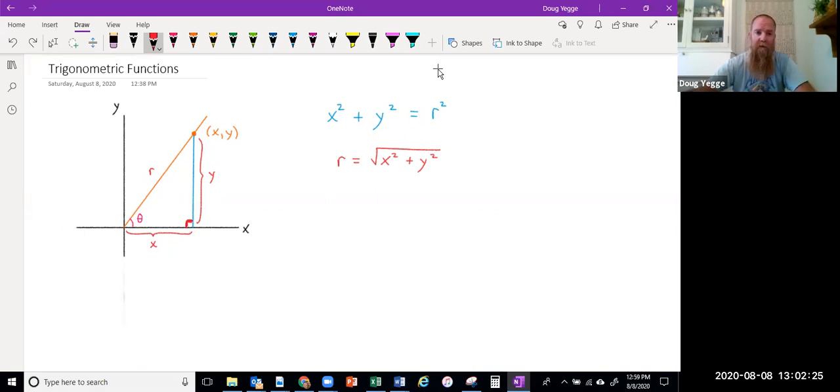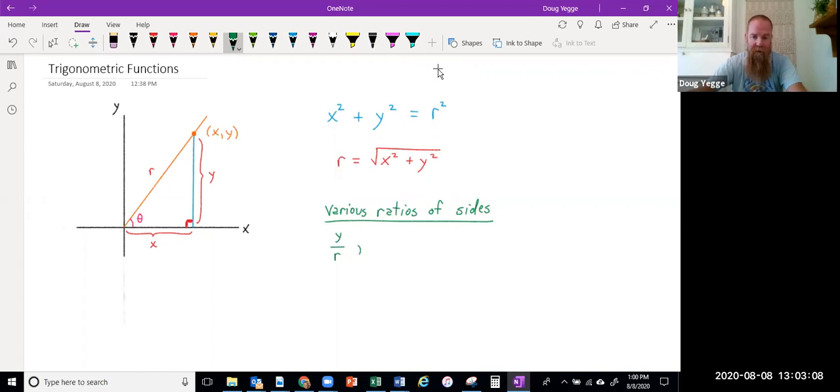So the various ratios of sides are how many different ways could we compare one side to another side. So one way we could do that is we could start by saying, what is the relationship between y and r? What is y divided by r? How tall is this triangle in comparison to the hypotenuse?